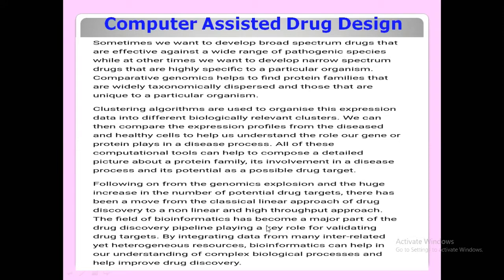So bioinformatics has become a major part of the drug discovery area, playing a very important key role in validating the drug targets. By integrating data from many interrelated yet heterogeneous resources, bioinformatics can give you all the data for identifying the biological processes, and it will help you to improve a drug. That is, when you design a drug, bioinformatics is going to help you a lot.